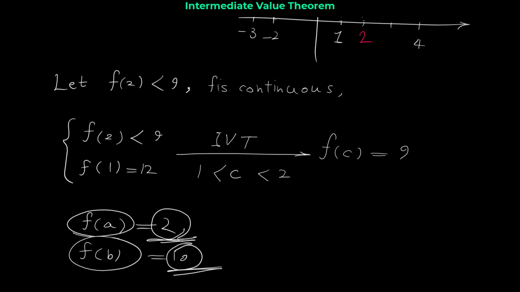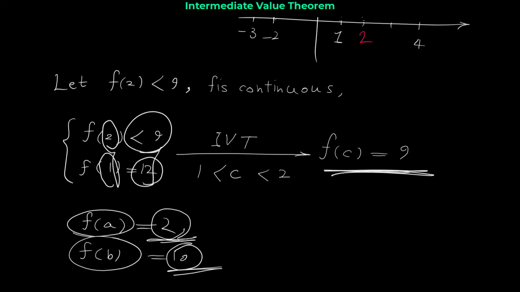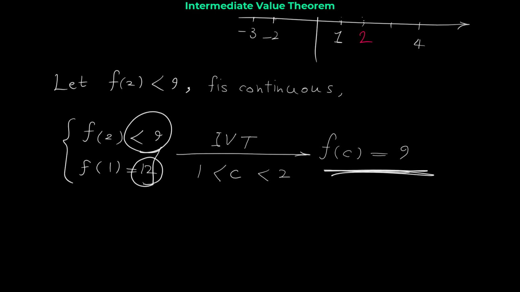So somewhere between point 1 and point 2, the function f takes the value 9, because 9 falls between 12 and the value of f of 2. 9 is a number that is less than 12 and greater than f of 2. If we suppose f of 2 is 7, 5, any number less than 9, by IVT we can conclude that there is a point c between 1 and 2 that f of c is 9.